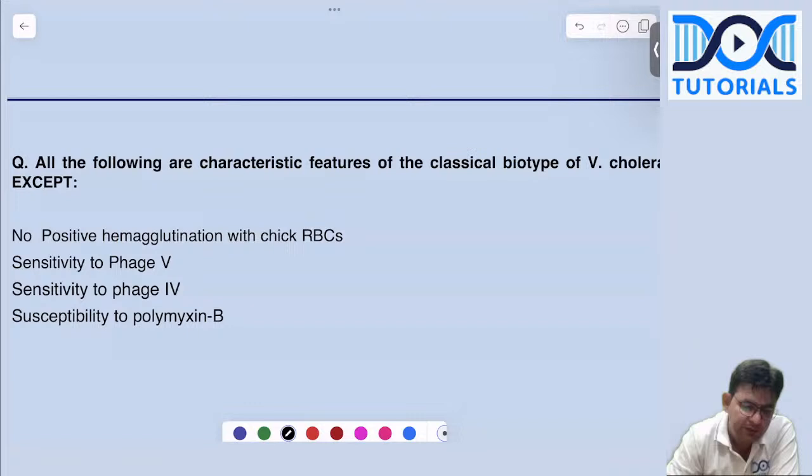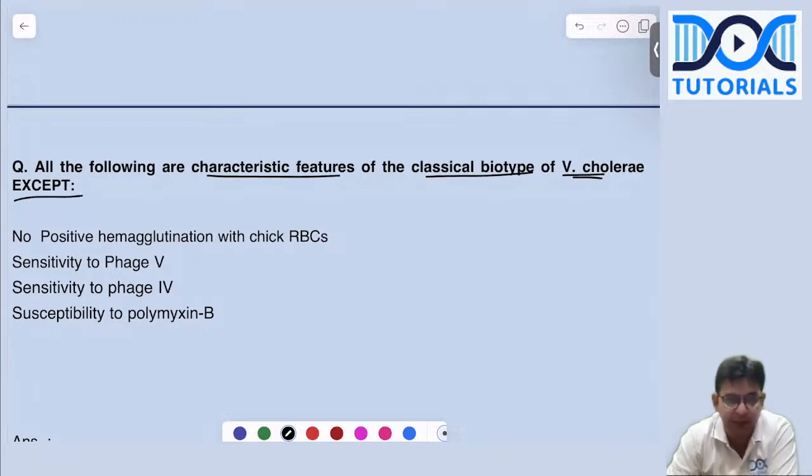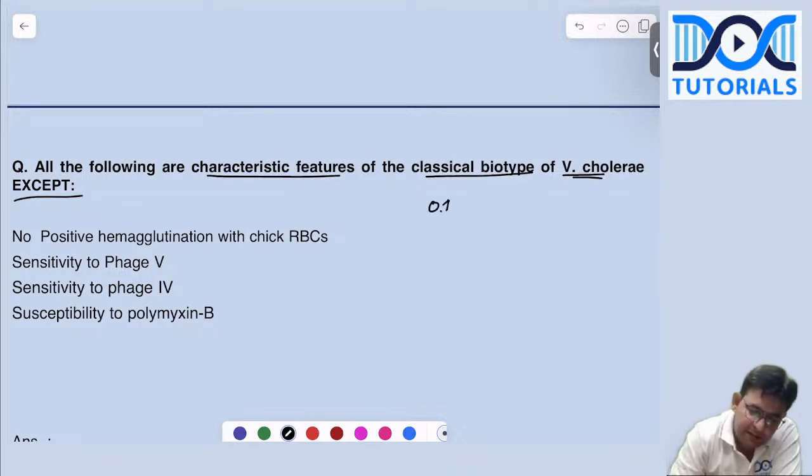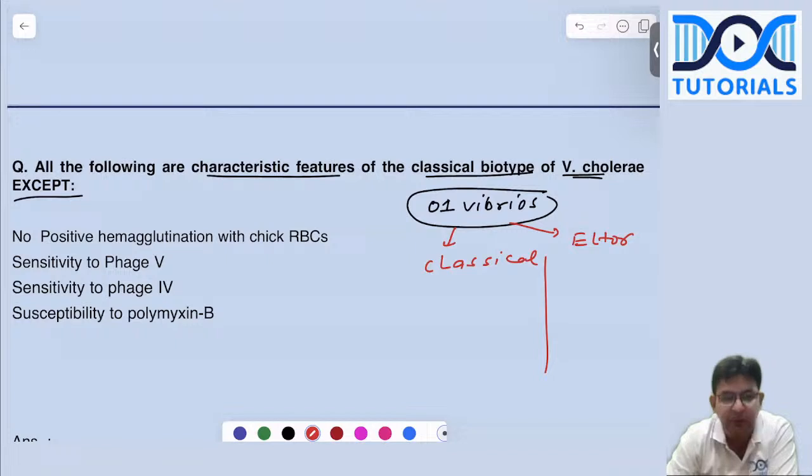Tell about this question. All the following are characteristic features of the classical biotype of Vibrio cholerae except. You know that we have O1 vibrios, and these O1 vibrios are of two types: one is classical and one is El Tor. So both are O1 vibrios, and they agglutinate with O1 antisera because they have the O1 antigen.